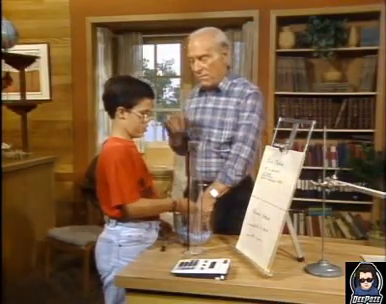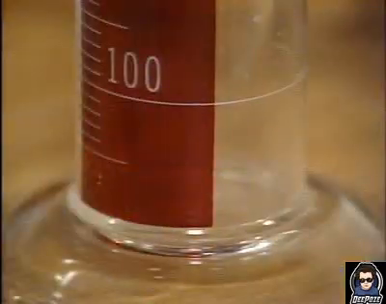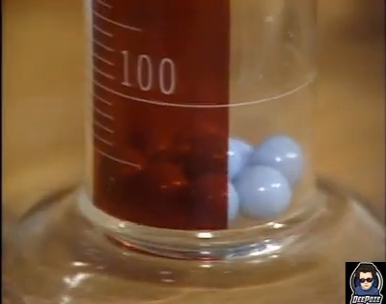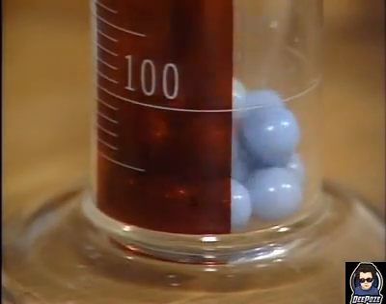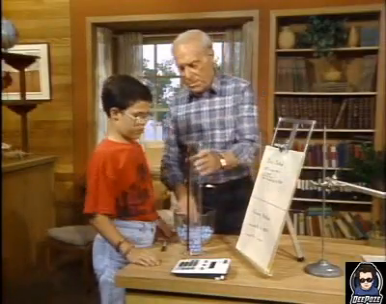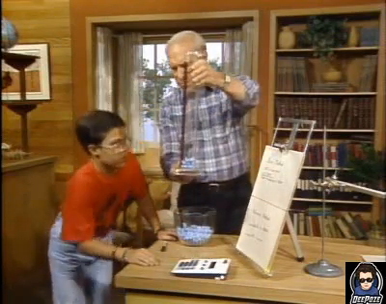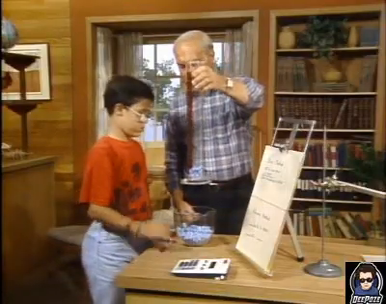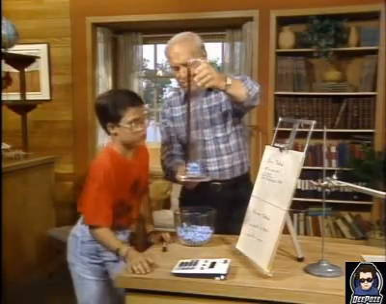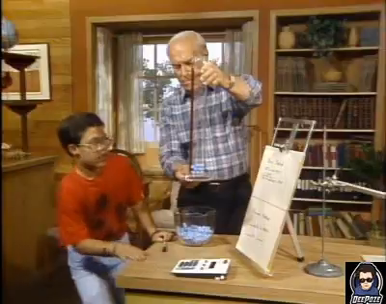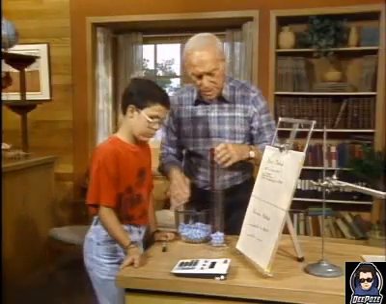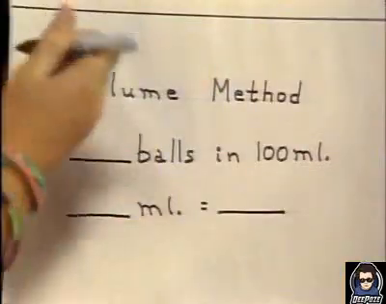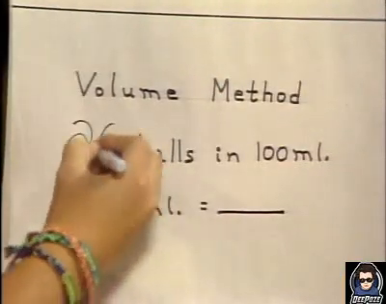Okay, there's 5, 10, 15, 20, 25. Wait a minute. Yeah, that's about right. Maybe a couple more balls. Well, put in one. Let's see what that equals. Yeah, that's level. Okay, now what does it say here? How many balls in 100? Well, it'll be 26 balls in 100.